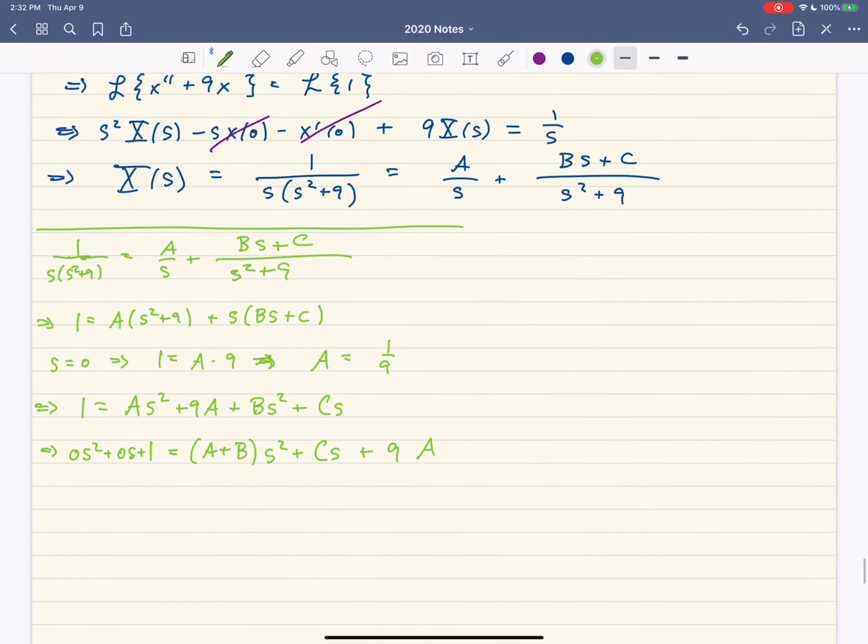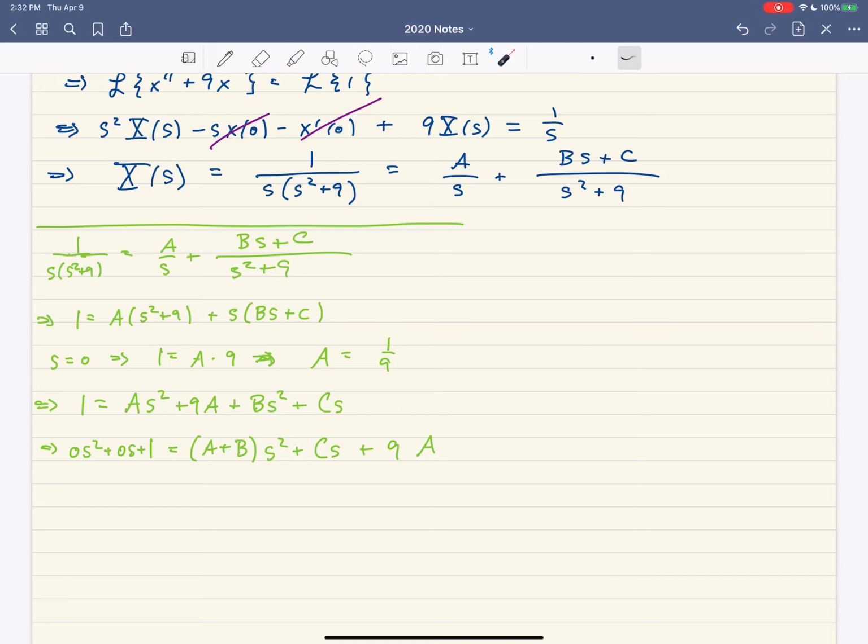If these two polynomials are going to be equal, the only way that can happen is if the corresponding coefficients are equal. So 0 is equal to A plus B. We want 0 to be equal to C, so 0 equals C. And we already know that 9A should be equal to 1. And this is enough to give us our system.